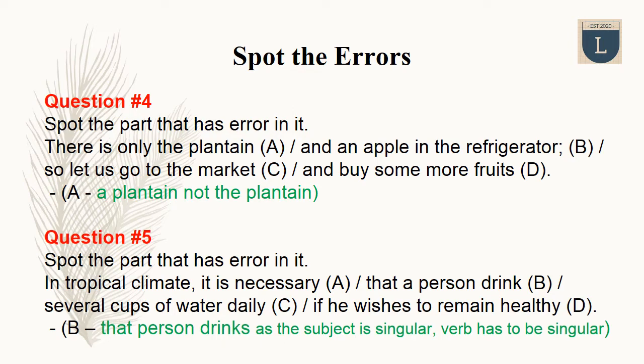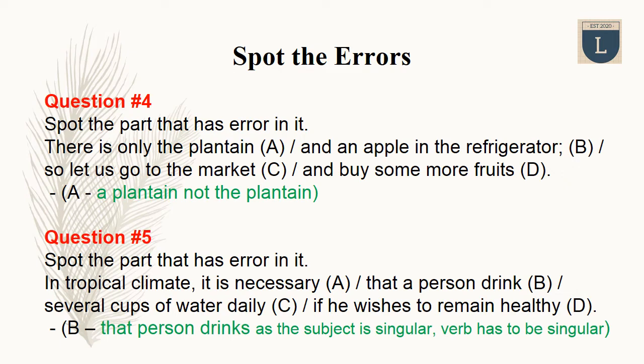So we are not specific about any particular plantain, but we are specific about a plantain. So we're talking about one. So we should not use the definite article "the"; we should use the general indefinite article "a" in front of plantain. A plantain, not the plantain. So A is the answer.